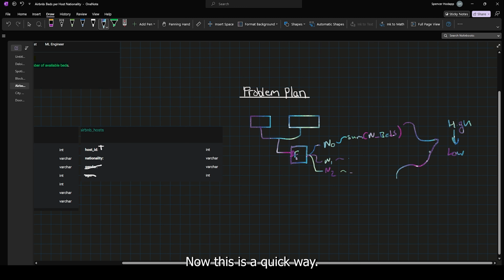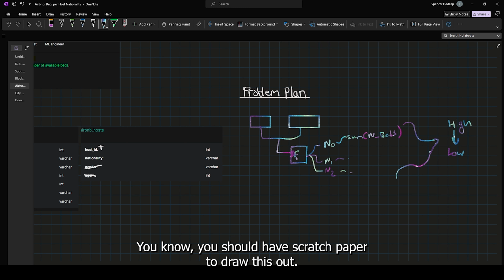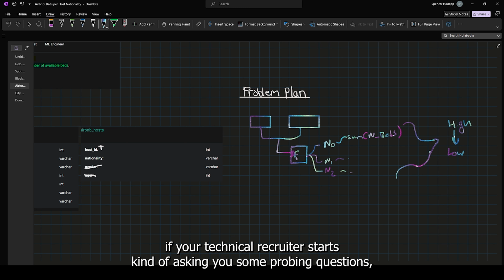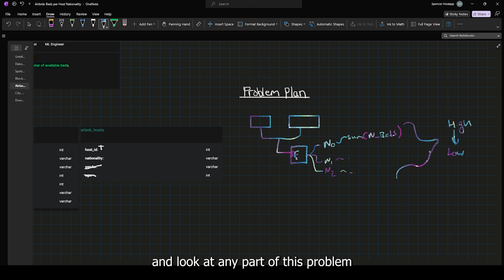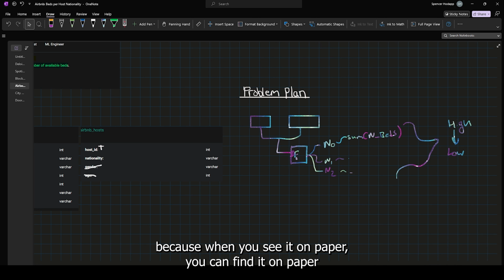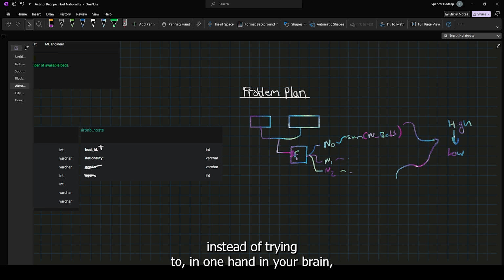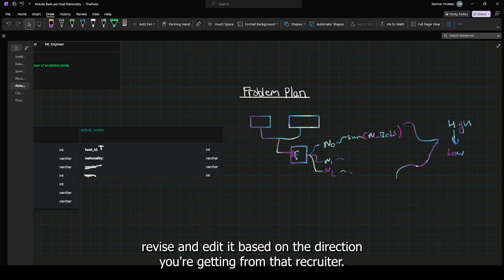Now, this is a quick way, even if you're on a phone call and you don't have a monitor, you should have scratch paper. Draw this out. That way, if your technical recruiter starts asking you some probing questions, which are perfectly fair, by the way, you can look at any part of this problem and talk more in depth about it. That's why I'm a huge advocate of writing these problems out, because when you see it on paper, you can fight it on paper instead of trying to figure out what you're going to do in one hand in your brain, and then in the other, revise and edit it based on the direction you're getting from that recruiter.